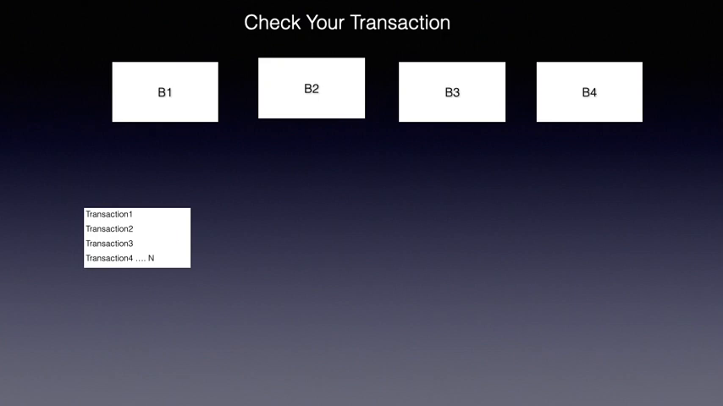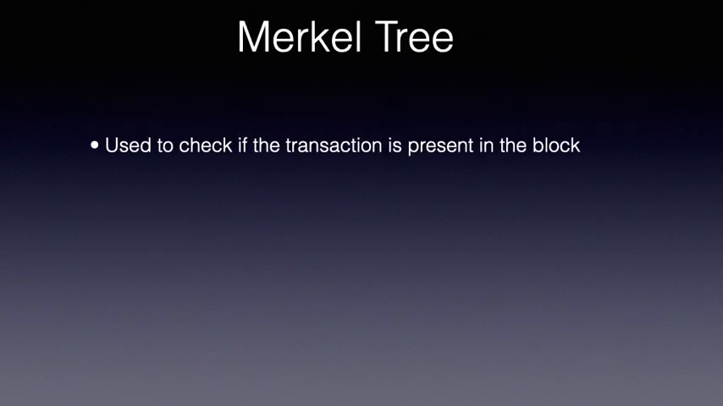To solve this problem, we use a Merkle tree. So what is a Merkle tree? A Merkle tree is basically layers of nodes, and what happens is that the hashes of all these transactions will not be added to B2, but the total Merkle tree summation of hash will be added to B2. I'll show you an example of a Merkle tree.